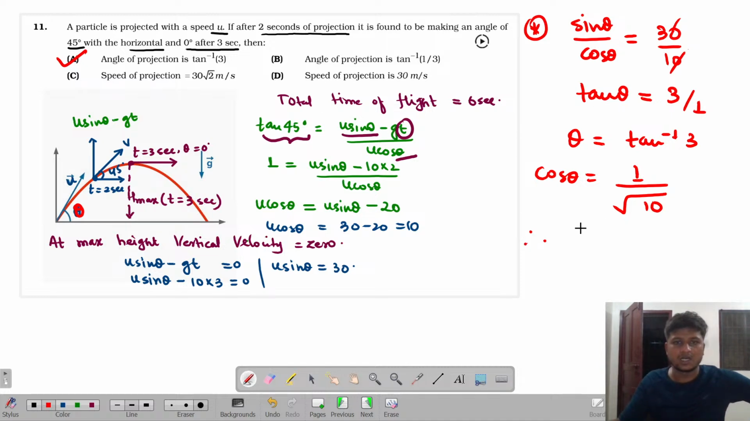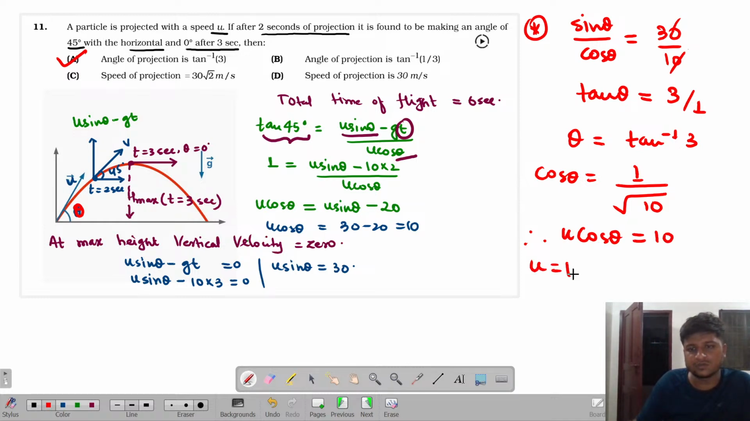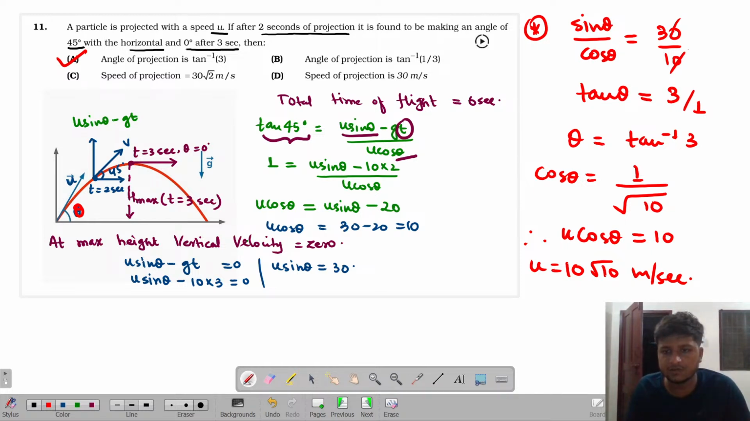Therefore what it is asking is speed of projection. So speed of projection will be how much? If I know my theta, and if I know my cos theta and sin theta, I can write now. Basically u cos theta is given as 10. So u is equal to 10 root under 10 meter per second. Is this clear for everyone or not? Yes? Are you able to get me? Confirm? This was your doubt. So now you can solve.